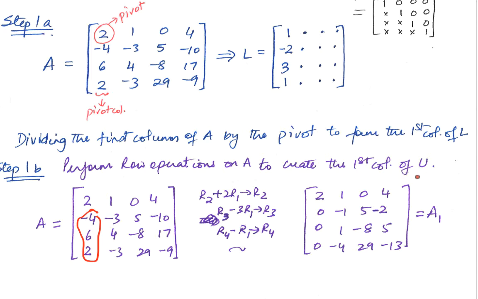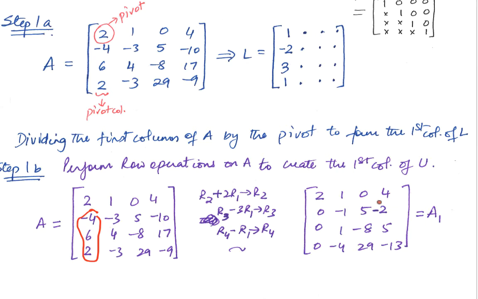We have not yet finished. Remember, we have to make the whole matrix into an echelon form. That means these 3 terms, 1, minus 4, 29 have to be 0. So this is our first procedure: start from the matrix A, get the first column of the lower triangular matrix, and get the first column in the echelon form for the U matrix.